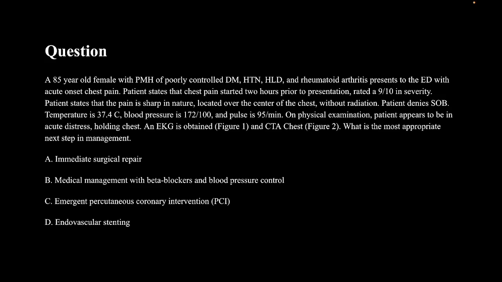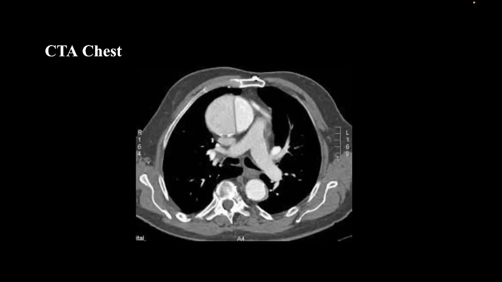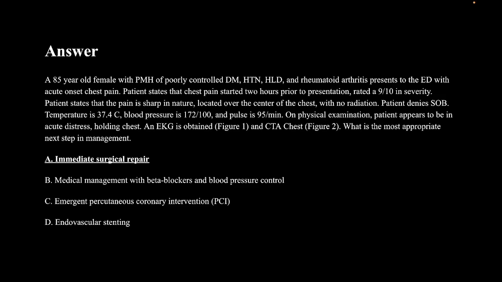Option A is immediate surgical repair. Option B is medical management with beta blockers and blood pressure control. Option C, emergent PCI. And option D, endovascular stenting. And once again, here's the EKG, and here's the CT of the chest. So the correct answer is immediate surgical repair.